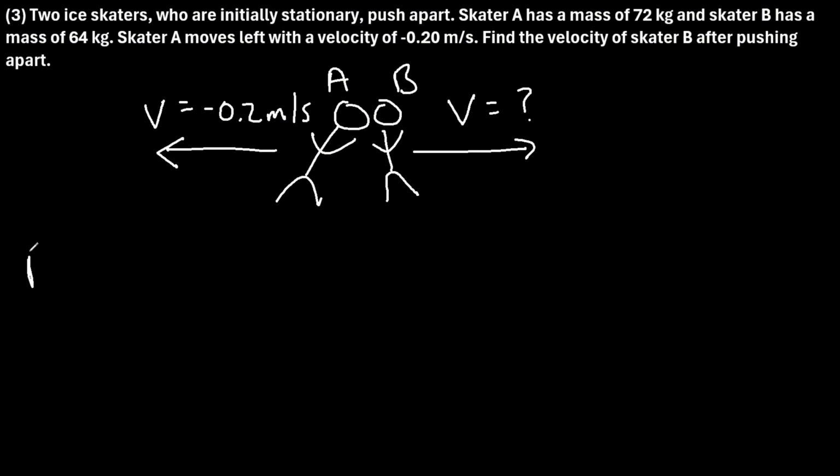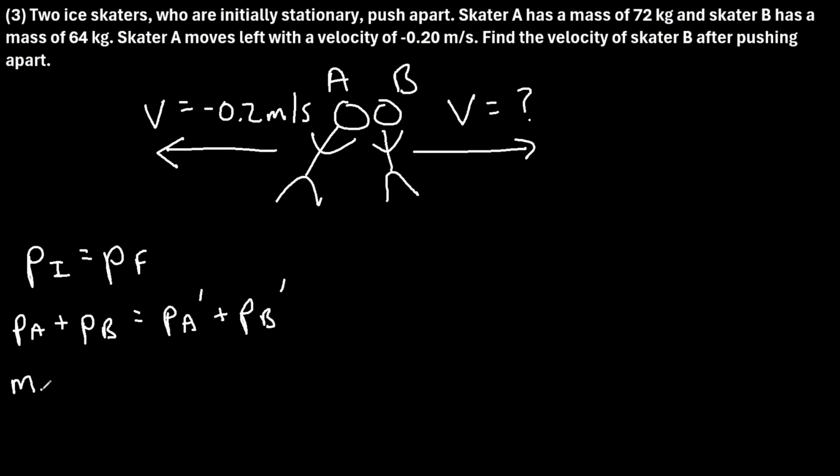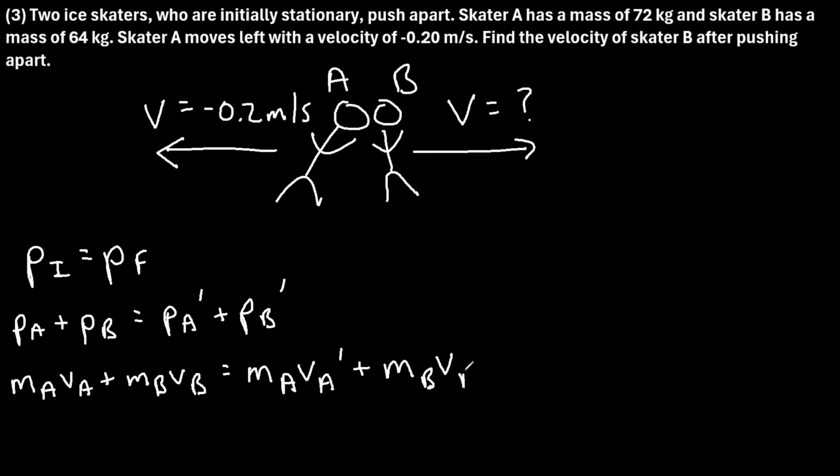So we can say that the initial momentum in this system must be equal to the final momentum. Now the initial momentum, that's going to be the initial momentum of skater A plus the initial momentum of skater B. And that must be equal to the final momentum of skater A plus the final momentum of skater B. So again, we can write for momentum, we'll say the mass times the velocity plus the mass of skater B times the velocity of skater B must be equal to the mass of skater A times the new velocity of skater A plus the mass of skater B times the final velocity of skater B.